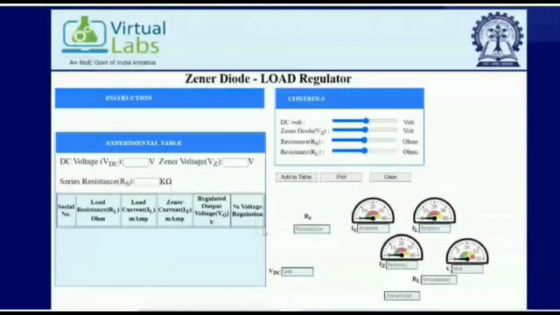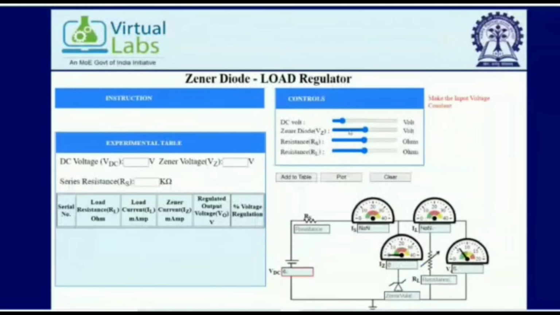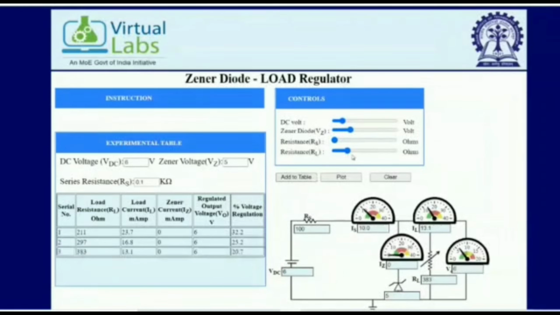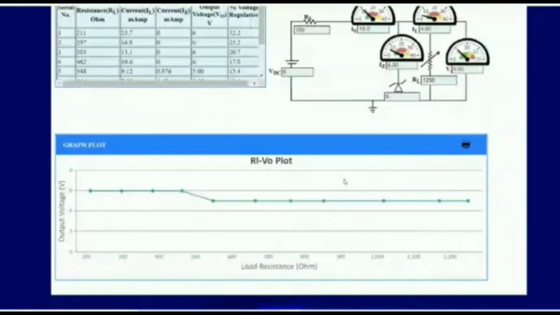Now I will do zener diode load regulator. Here I am keeping everything as constant, even DC voltage as constant. I will change the resistance values and I will keep adding the values by clicking add to table. And same way I will click on plot the graph and I will get the graph too. I added the values and I got the graph. So this is the graph for the load regulator.